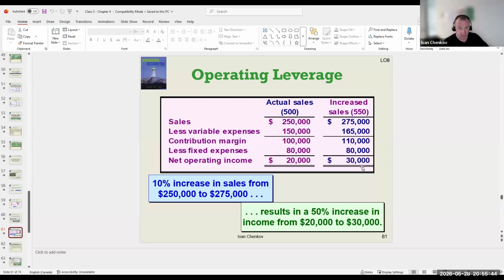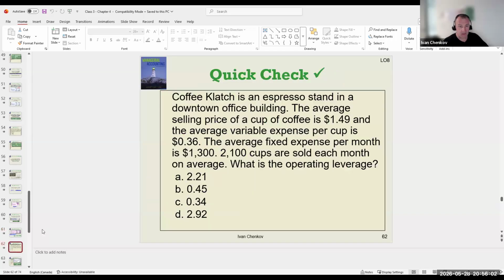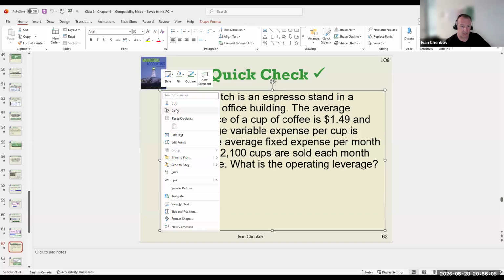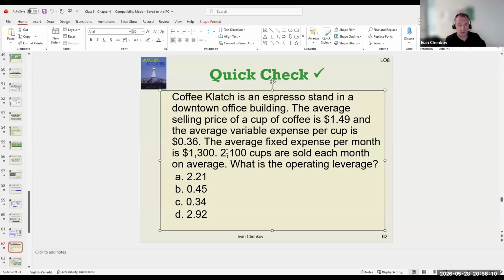Now let's see what's going to happen on the bottom. On the bottom, my operating income from 20 jumped to 30. That's a 50% increase. $10,000, a 50% increase from where I was, for only a 10% increase in my sales. Now let's see where we are in our company, where we are on the operating leverage. I'm going to copy this again, flip to the Excel spreadsheet and show you there.